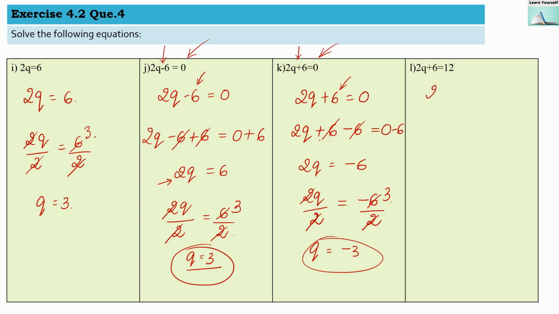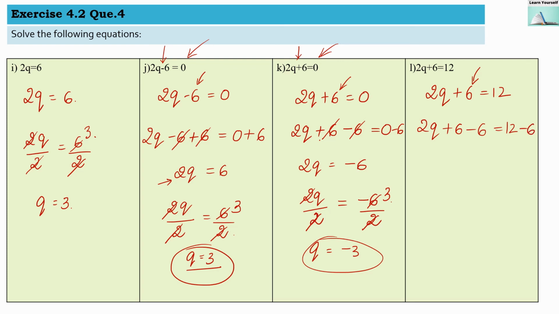Equation L is 2q plus 6 equals to 12. Now to first remove this 6, we are going to subtract with 6 towards both the ends. So 2q plus 6 minus 6 equals to 12 minus 6.